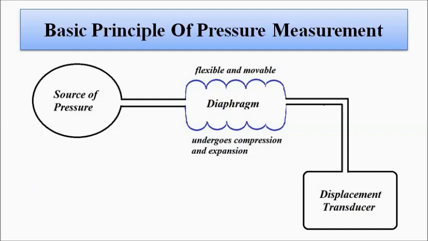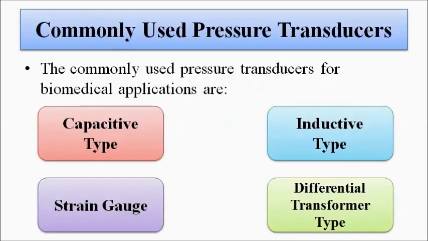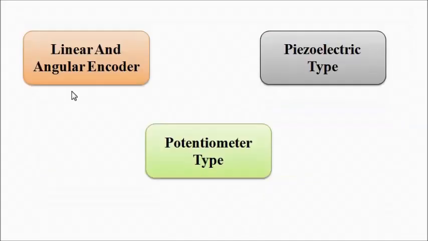So we are going to discuss about the potentiometric pressure transducers. We have already discussed about potentiometer as a displacement transducer. So here we'll see how it can be used to measure pressure. So there are various ways in which displacement transducers can be used. It can be of capacitive type, inductive type, strain gauge type, LVDT differential transformer type, linear and angular encoders, piezoelectric type, potentiometer type. So here we'll discuss about the potentiometer type.